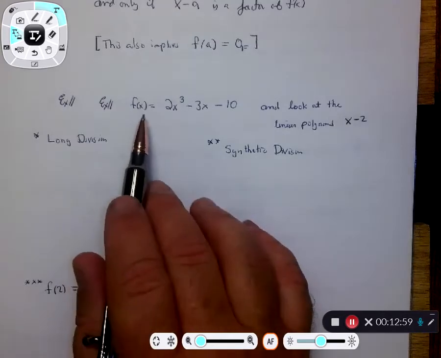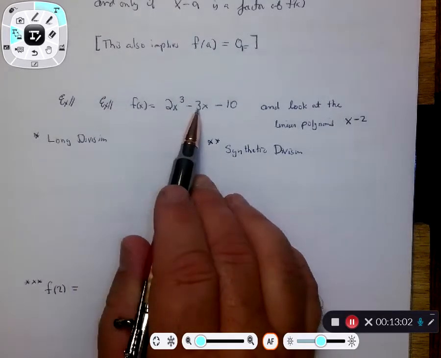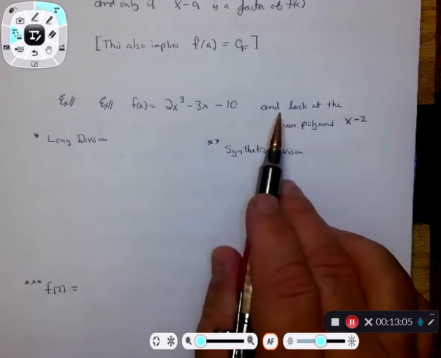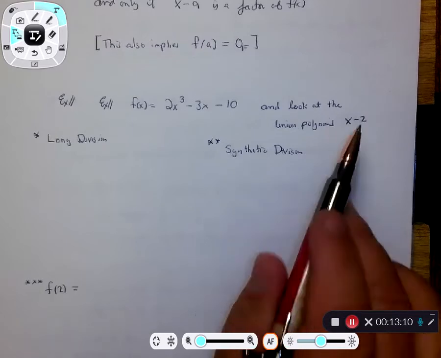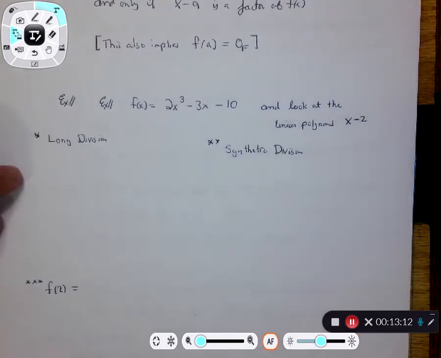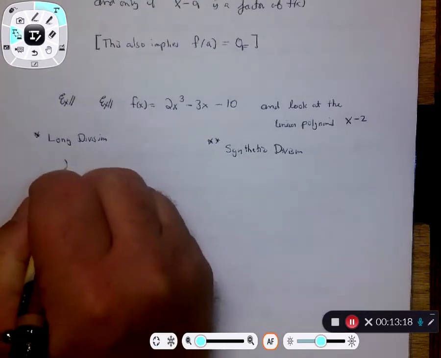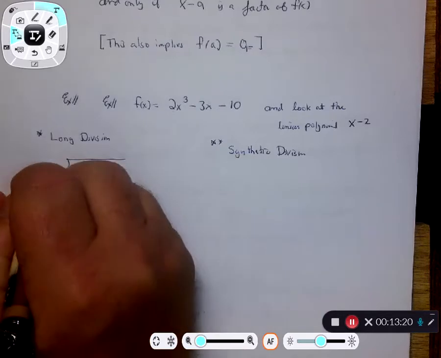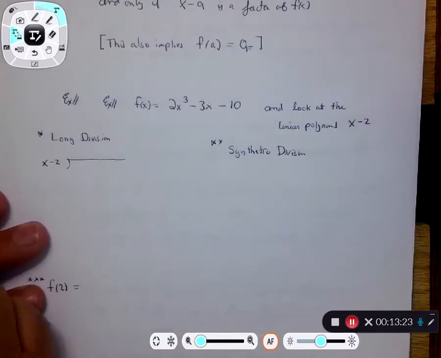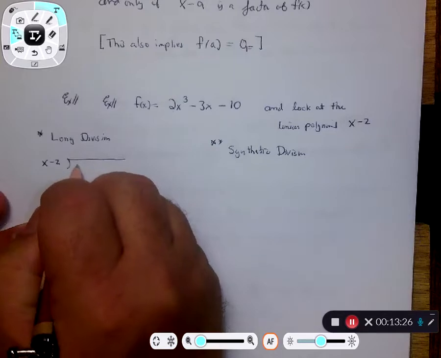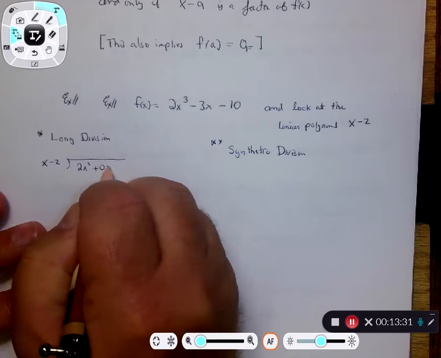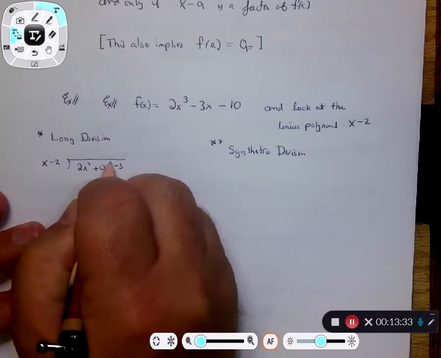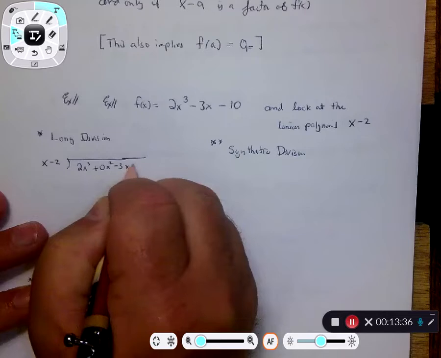So, let me give you another one. f(x) is equal to 2x cubed minus 3x minus 10. And let us look at the linear polynomial x minus 2. Now, I'm going to do this problem three different ways to see what's going on here. I'm going to do long division because you need to practice that. Your divisor is x minus 2. Your polynomial is 2x cubed. There is no x squared term, so it'll be plus 0x squared, minus 3x minus 10.